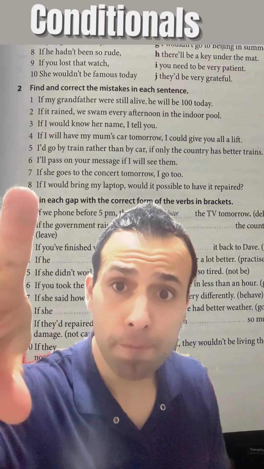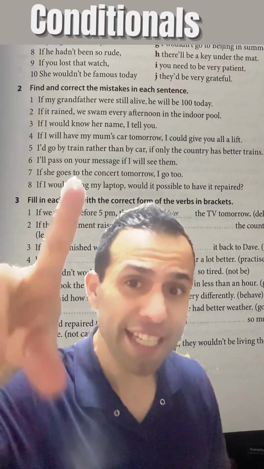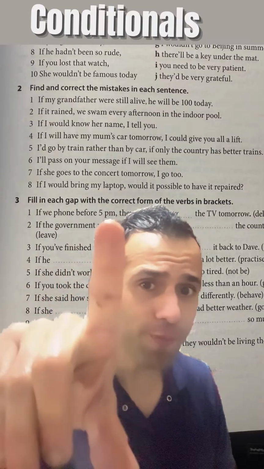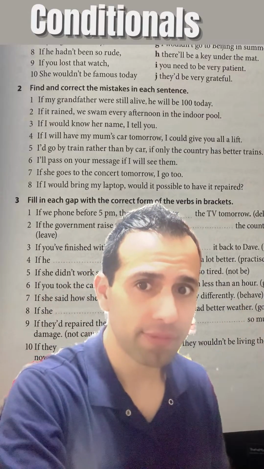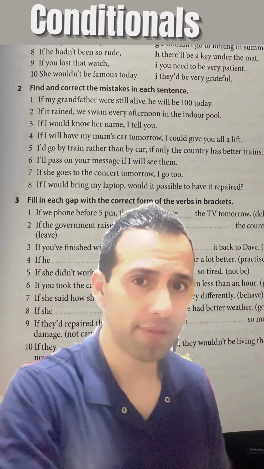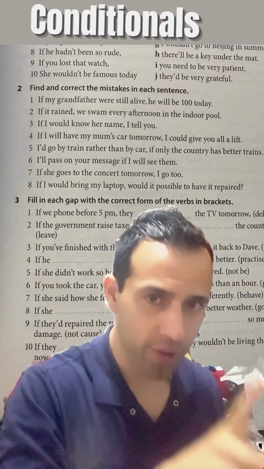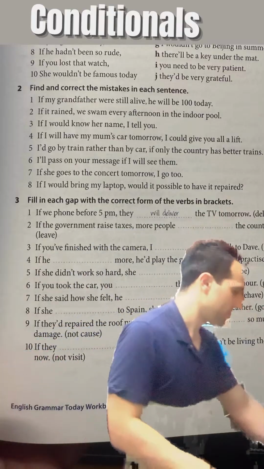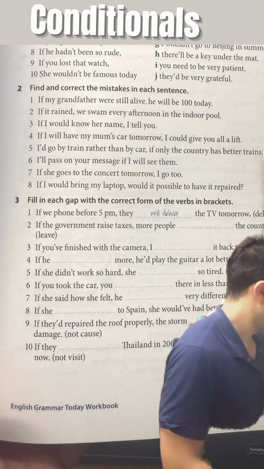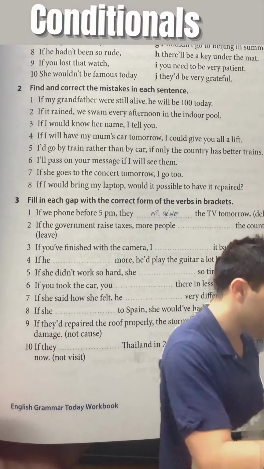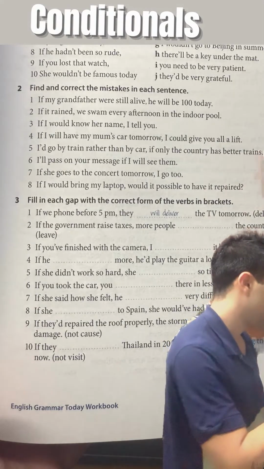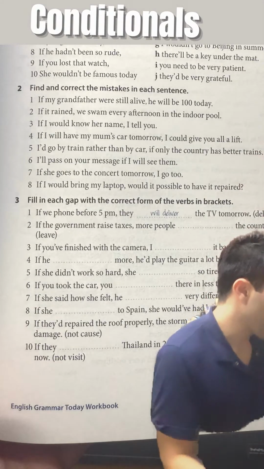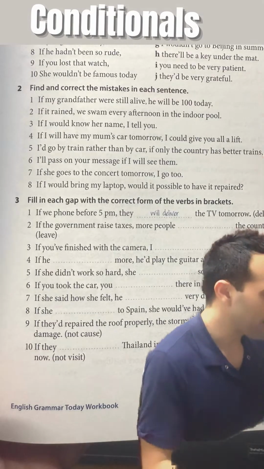Sentence number 7. If she goes to the concert tomorrow, I go too. Right? If she goes to the concert tomorrow, I go too. What's the problem with that sentence? What's the problem? What's the correct version? Let's put it that way. How can we correct it?